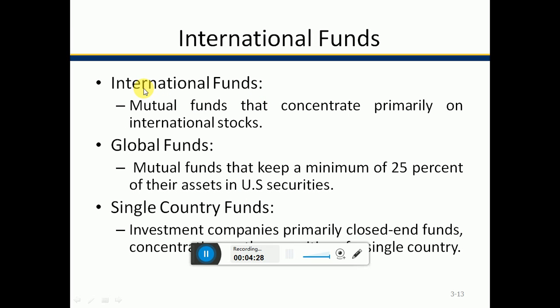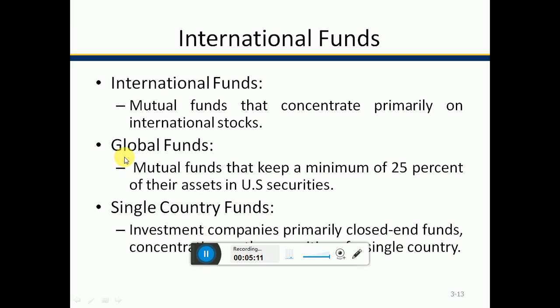Then there is a fourth type of mutual fund that is called international funds. These are mutual funds that concentrate primarily on international stocks as well as on international bonds. Mostly these are those mutual funds that are investing in international bonds and stocks. So international funds concentrate primarily on international stocks, and bonds also come in this.